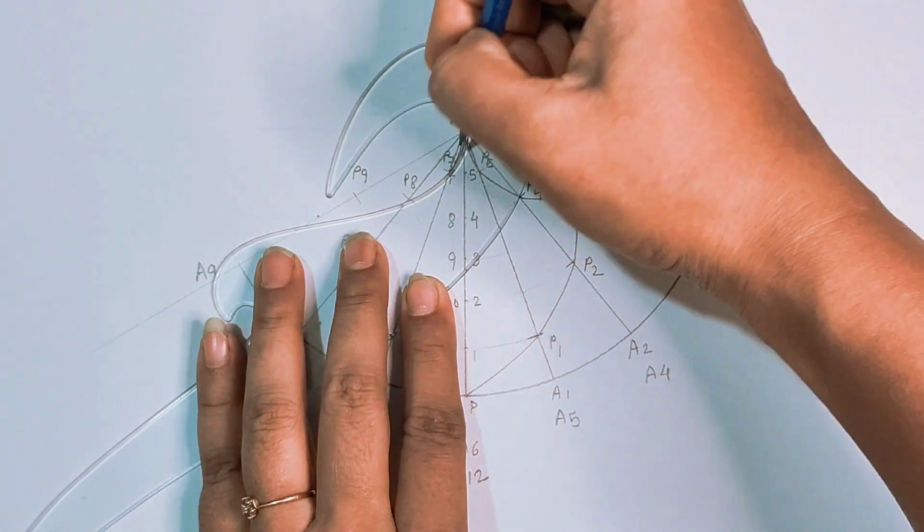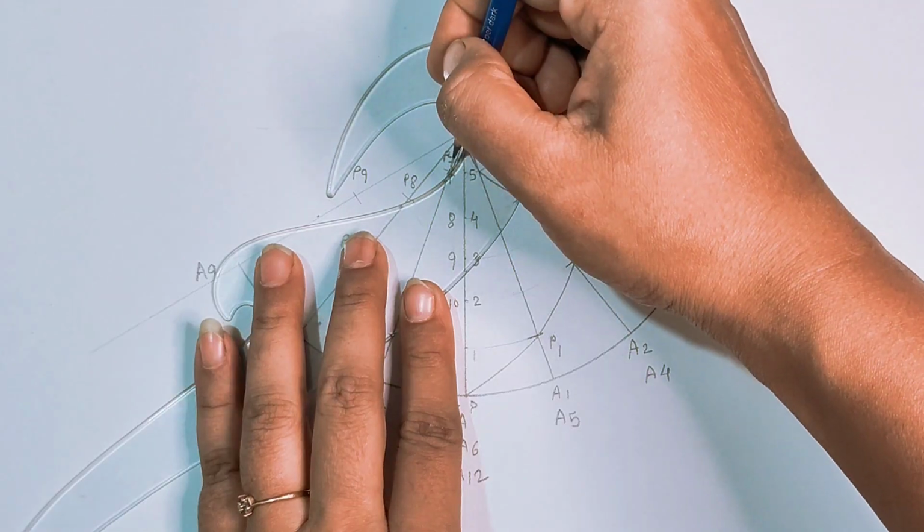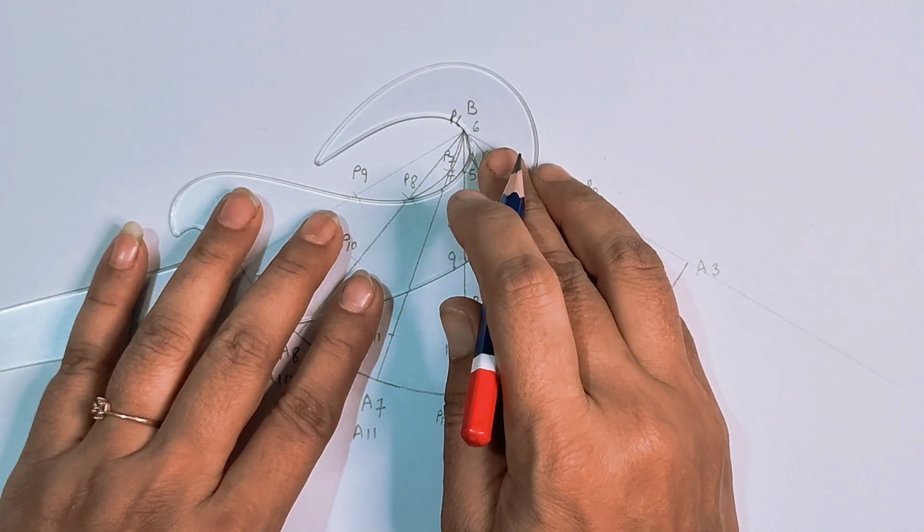So this is all about how to construct the locus of a point on an oscillating rod.